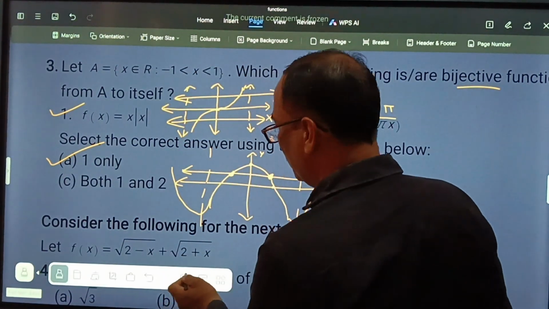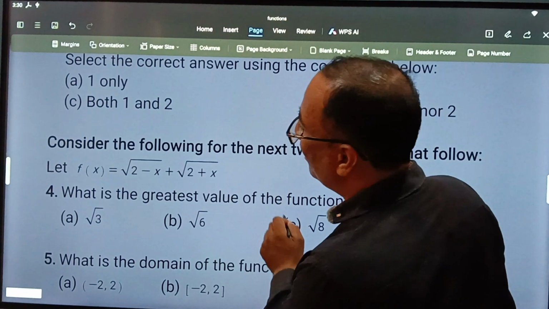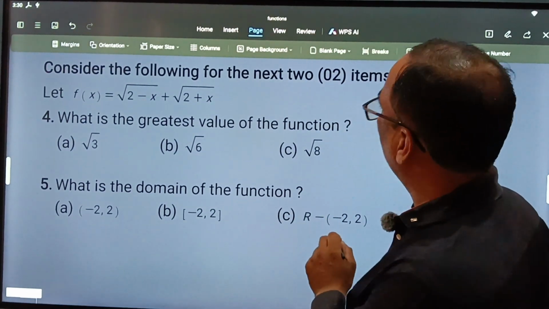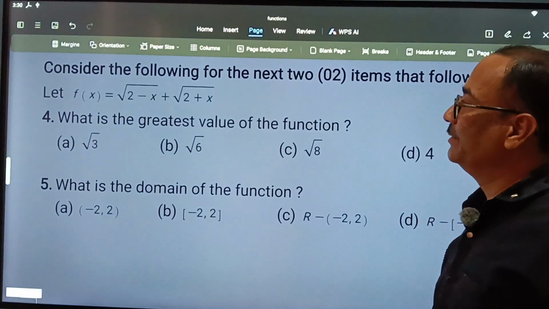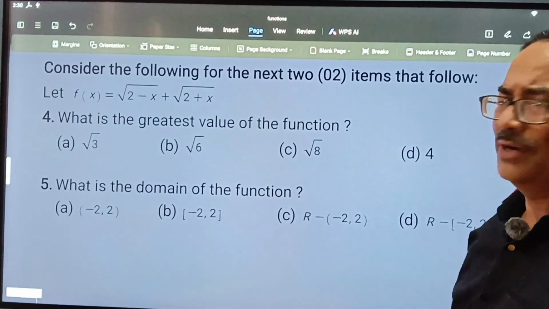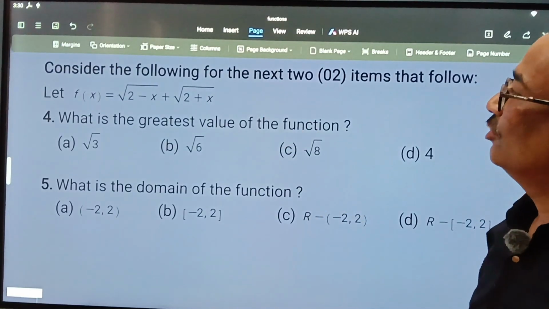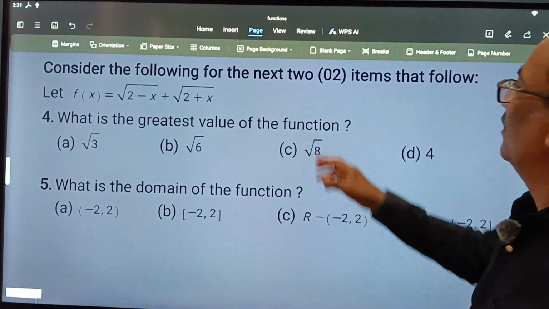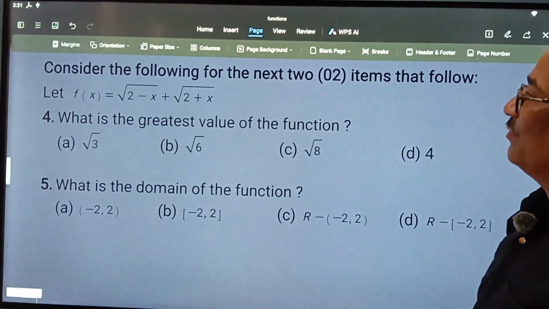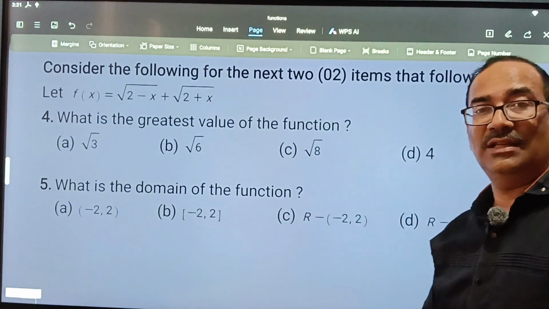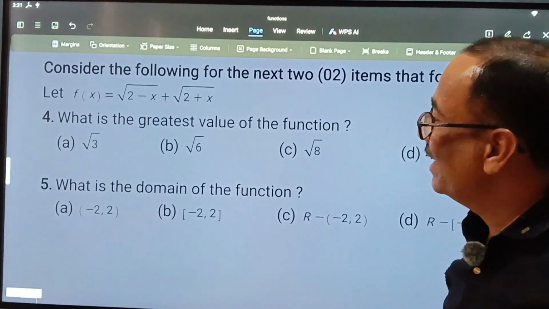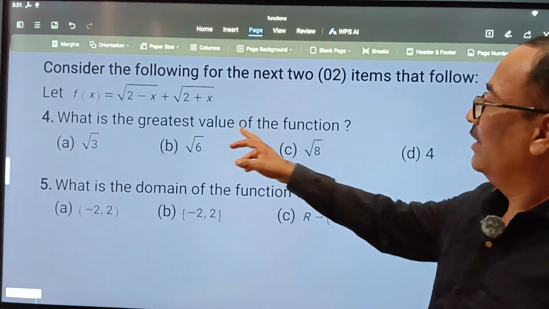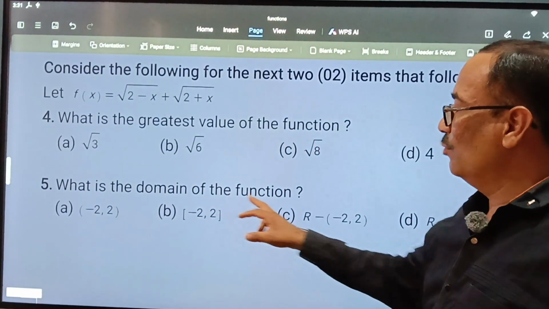Next question, third question. After third we take question number 4 and 5, which are related by this statement. Consider the following for the next two items that follow. First one is f(x) equals square root of 2 minus x plus square root of 2 plus x. What is the greatest value of the function and what is the domain of the function?